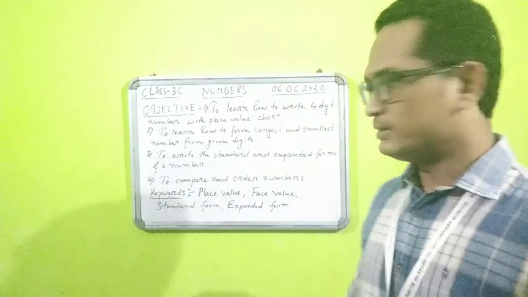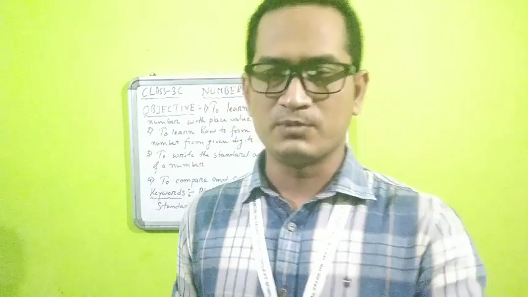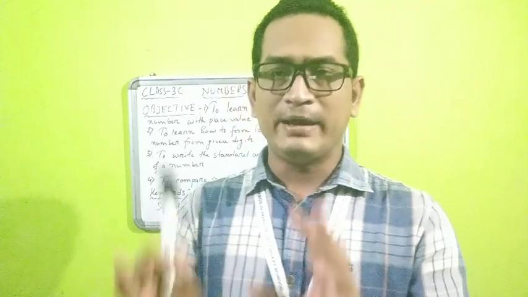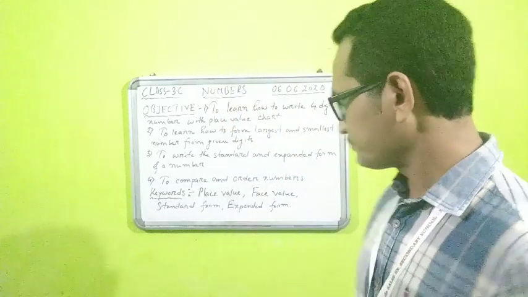And number 4, the last one, will be to compare and order numbers. That means how to compare two numbers, that is which is greater, which is smaller, and order means how to arrange them. Arrange in the sense of ascending order or descending order. Fine. So that will be the order part.